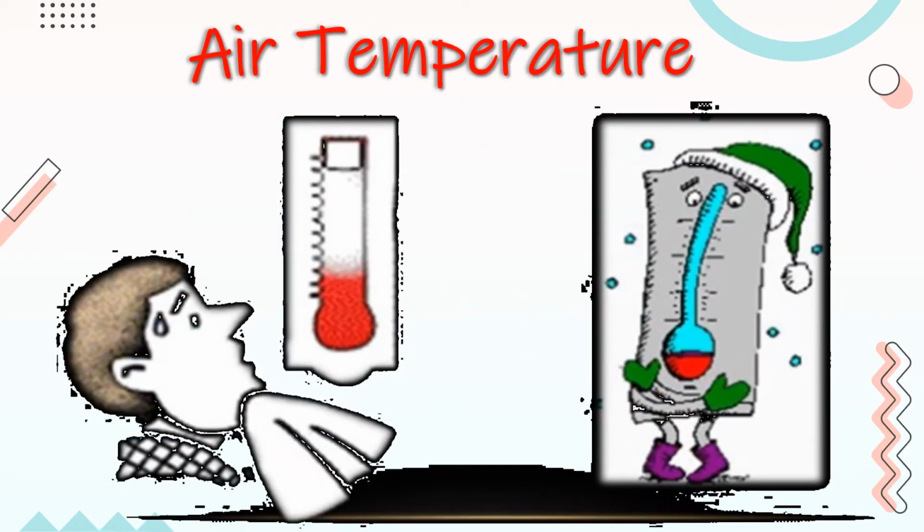The next element is temperature. So air temperature. Temperature is the hotness and coldness of air that continuously changes from time to time. During the early part of the day or in the morning, the temperature is usually low, but it rises at noon as the sun's light directly hits the Earth's surface. The temperature goes down in the late afternoon as the sun normally sets.